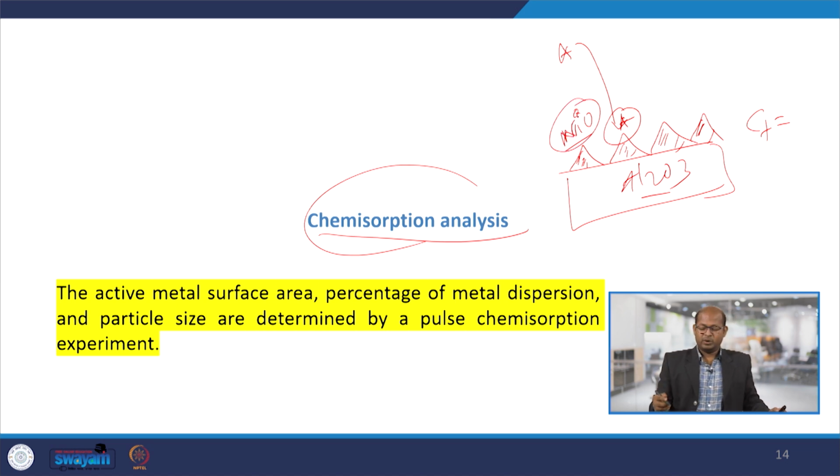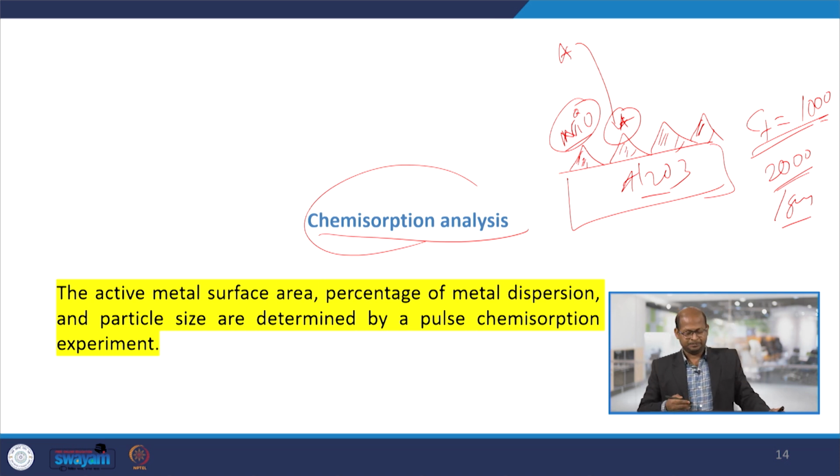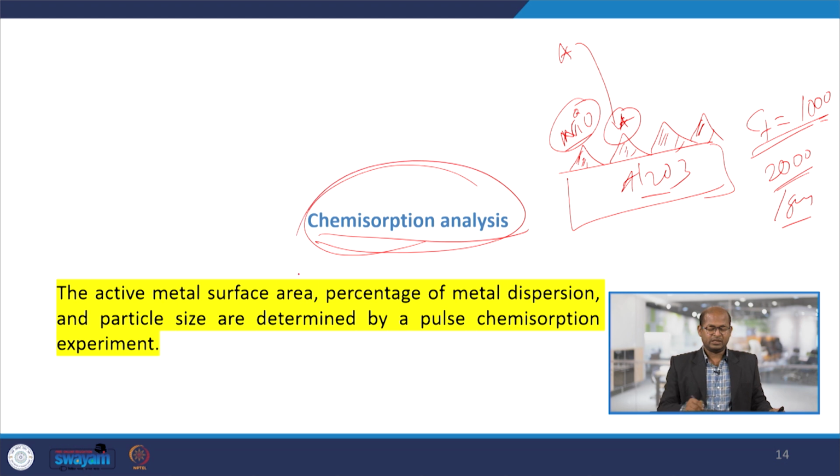If you want to quantify, there may be thousands, say 2000, active sites present per gram of the catalyst that we want to quantify. So, how can we do that? If a catalyst has more active sites, then the catalyst would of course be much better than a catalyst having fewer active sites. Here, in chemisorption analysis, we can do that.